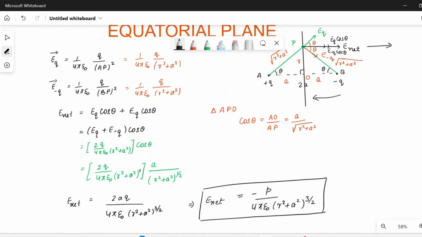Let's take a special case. If R is much greater than A, then R square plus A square is nearly equal to R square only. Let's substitute here. So E net will be simply, this is a special case, minus P upon 4 pi epsilon naught R cube. This is our total electric field along the equatorial plane.